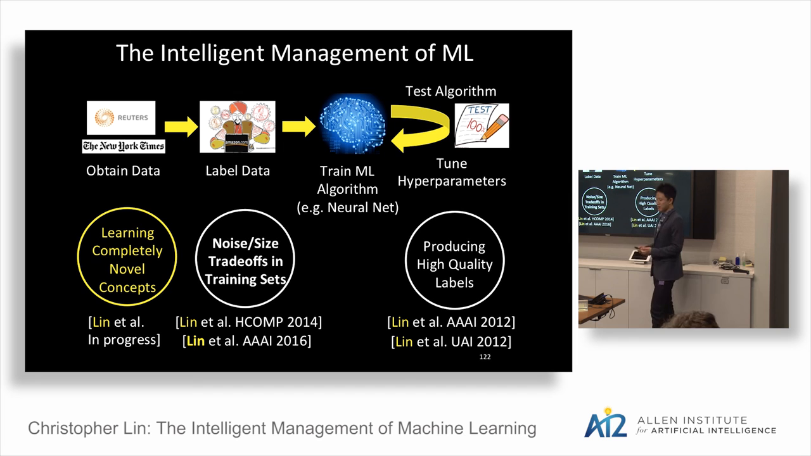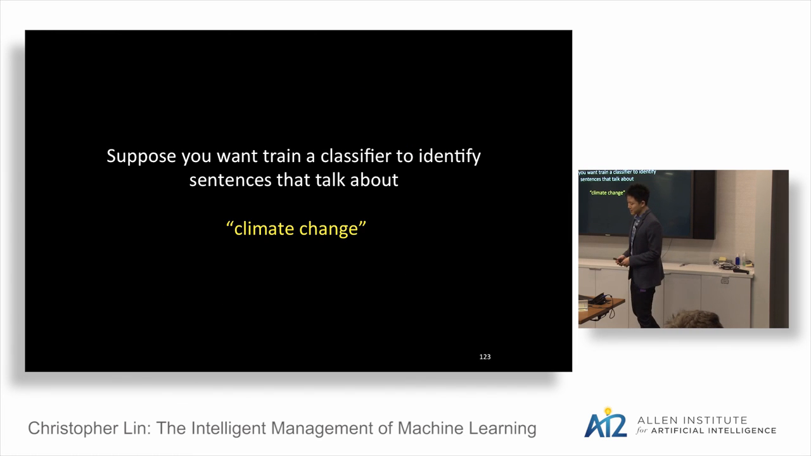And specifically, we're going to look at how you can learn completely novel concepts. All right, so in all the work so far, we've made a critical assumption. And that assumption is that you're given some nice training corpus that you can label, right? But suppose right now you wanted to train a classifier to identify all sentences that talk about climate change. How would you do it?